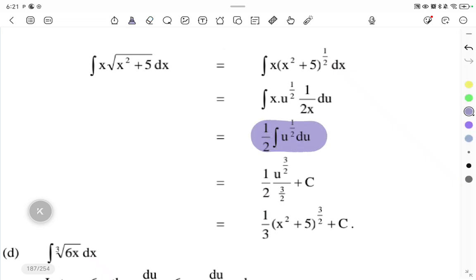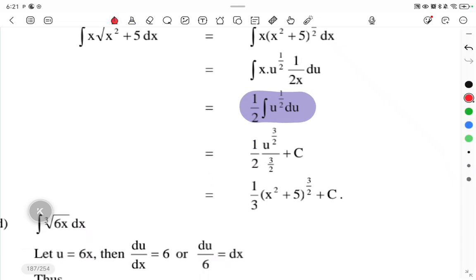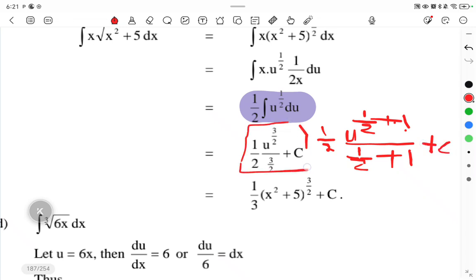Because the x cancelled the x, we took out the 1 over 2. Then we got this. When we integrate this, we're going to have 1 over 2 u to the 1 over 2 plus 1 over 1 over 2 plus 1. That is it. Then we add c. That's how we got this. You see, right? So the solution, we come back and plug in our u.